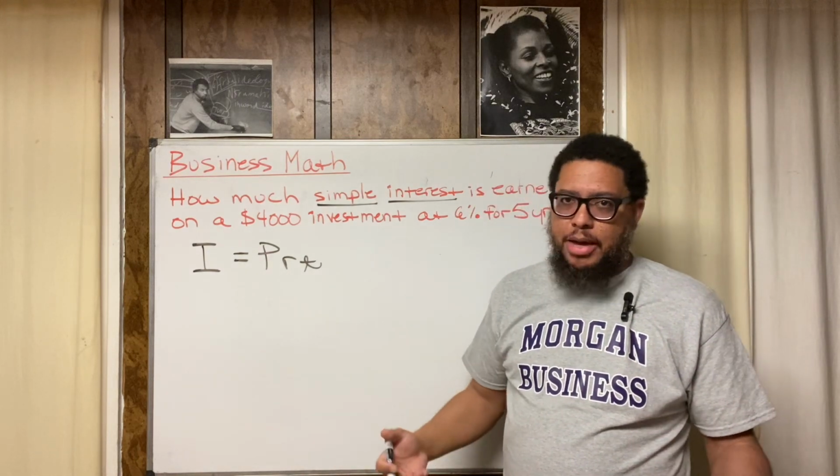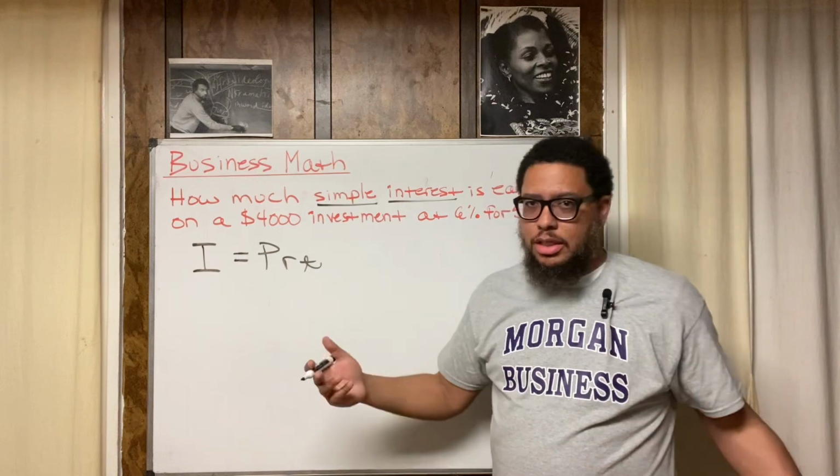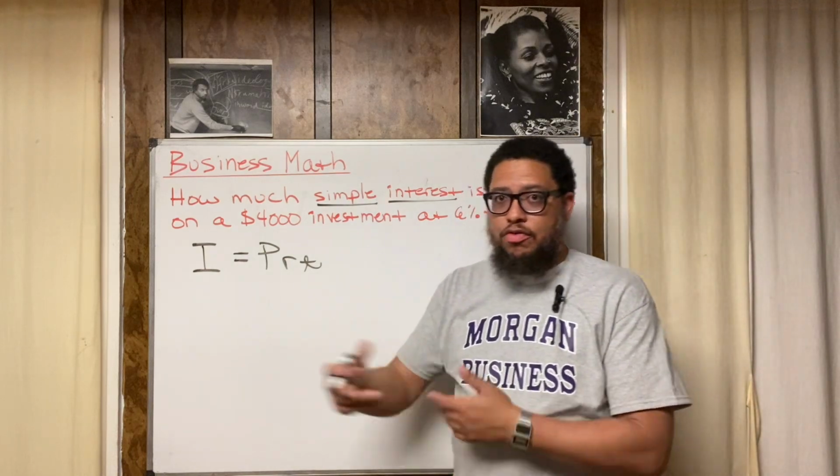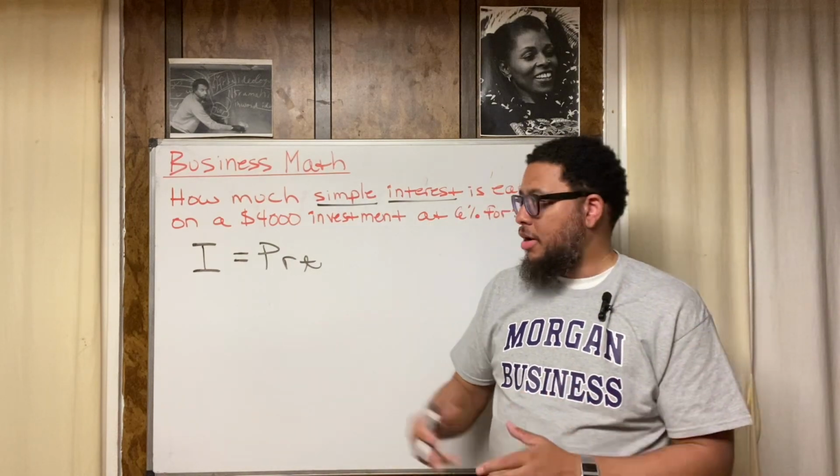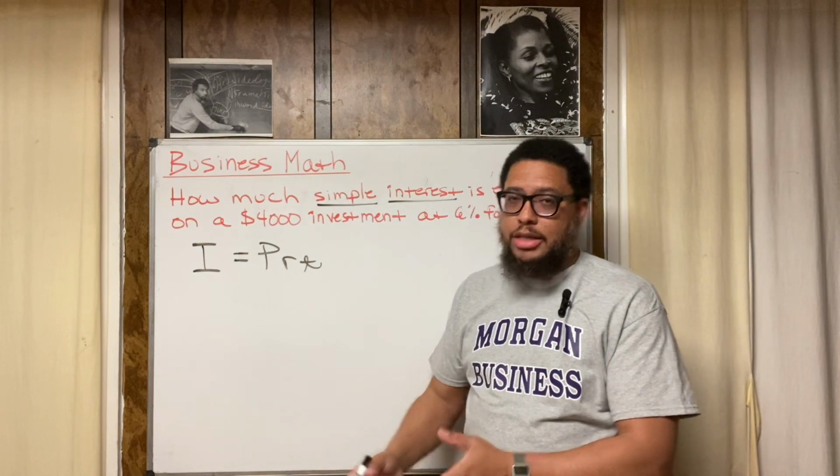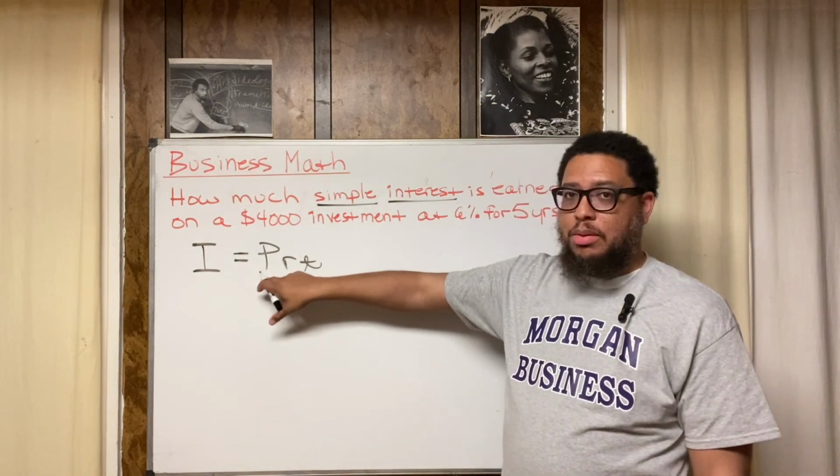Somebody gets their income tax back. Might get 5,000, 10,000, 6,000, whatever. That's your principal. You try to flip that into some type of investment. All right. That's your principal, right? The money you start out with, capital P, principal.